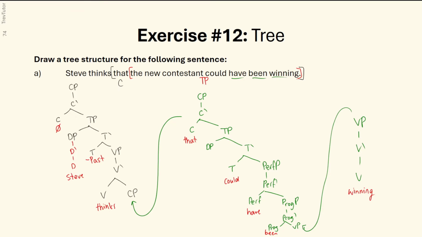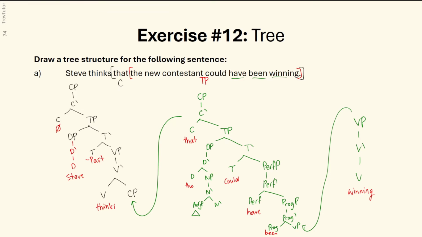So one thing we didn't do was the new contestant. So that's the subject of the inner TP. So we know this is going to be a determiner phrase that has a determiner head. So that's going to be the word the. It is going to take new contestant as a complement. So that's a noun phrase where the adjective phrase new is an adjunct.